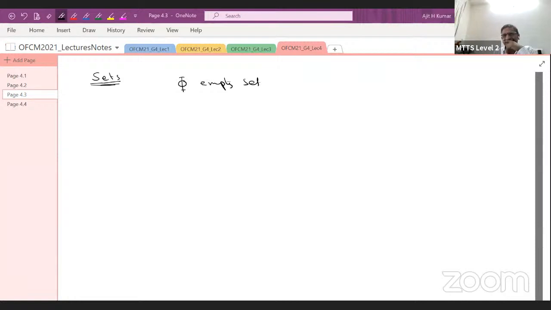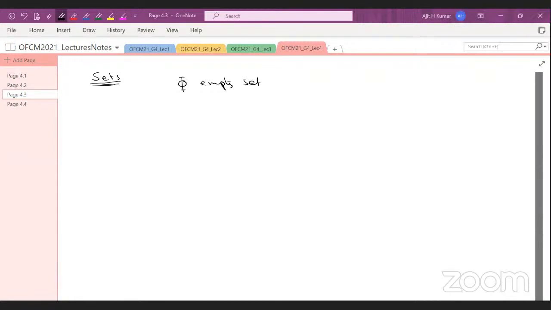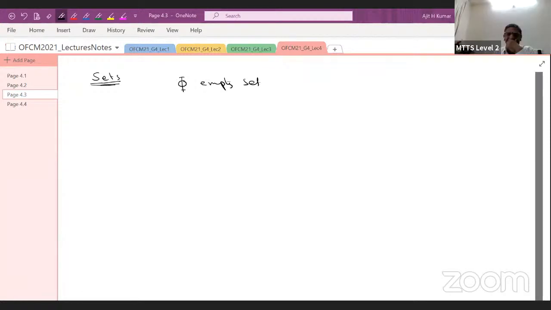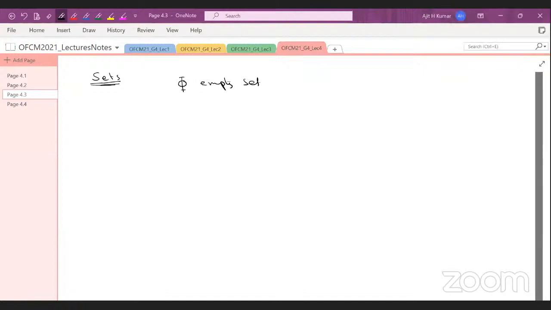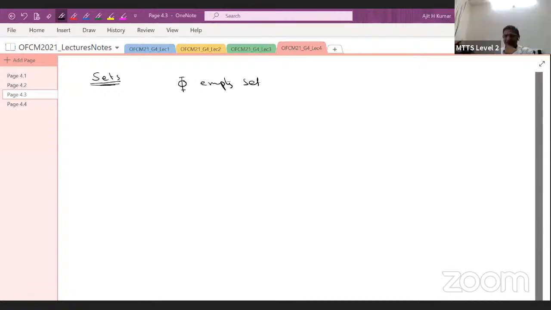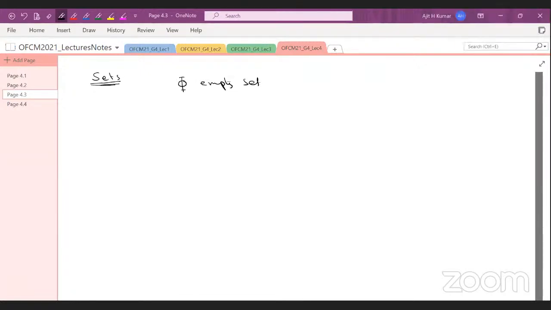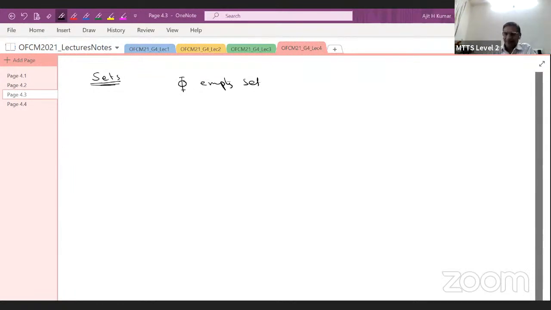Meghna? Fatima? If A is a set, then A union phi will be equal to A. Okay, fine. Megha from group 9? It is a subset of every other set. Okay, so it is a subset of any set, right? Yes. Okay, good. Fine. So let us keep this: it is a subset of any set.